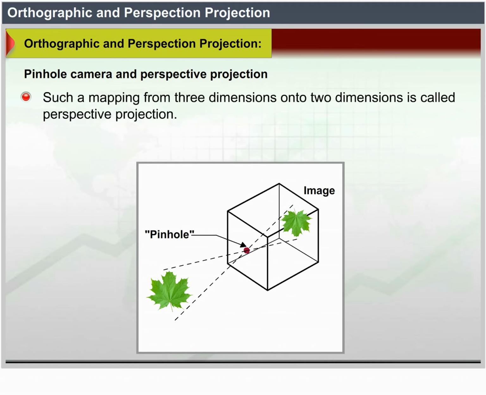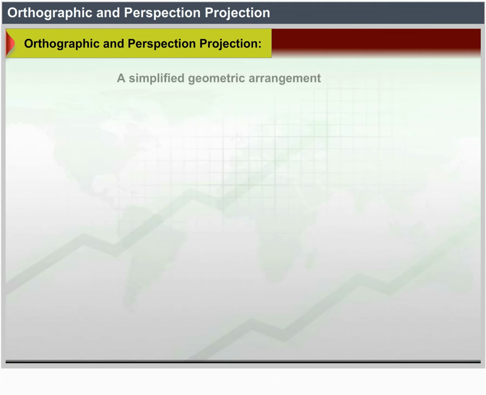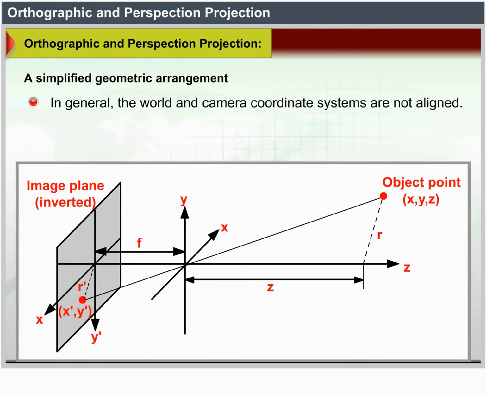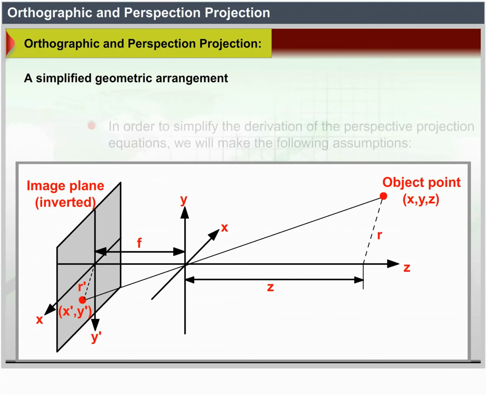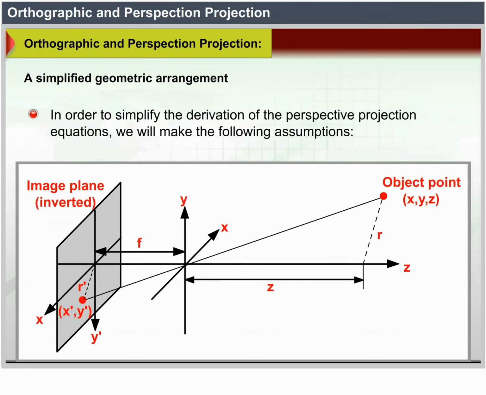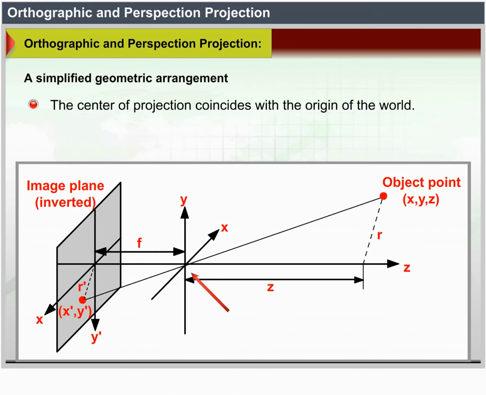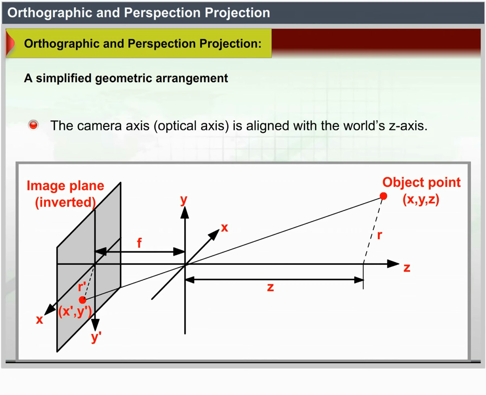A simplified geometric arrangement. In general, the world and camera coordinate systems are not aligned. To simplify the derivation of the perspective projection equations, we will make the following assumptions. 1. The center of projection coincides with the origin of the world. 2. The camera axis, the optical axis, is aligned with the world's z-axis.